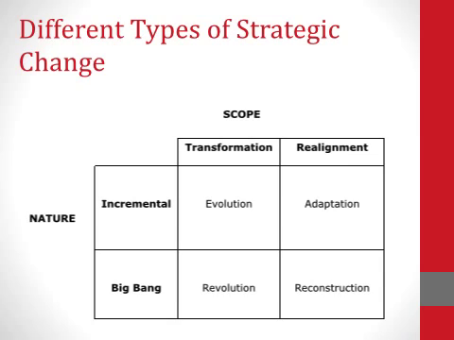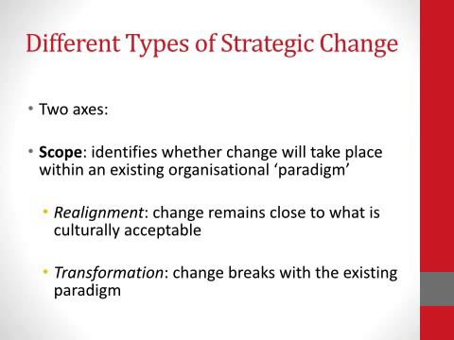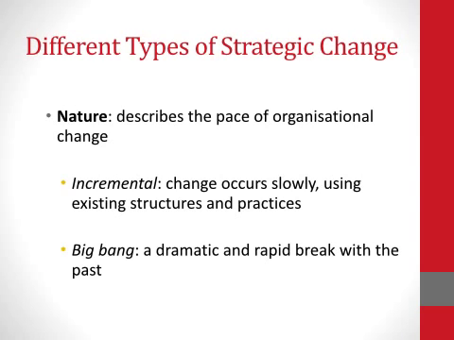Incremental, something that happens slowly. Big bang, rapid change. So the scope identifies where the change will take place within the existing organisational paradigm, as in the pattern of something, or typical examples of what happens in a workplace. Realignment, the change remains close to what is culturally acceptable, and transformation, change breaks with the existing paradigm. Very hard. Introduce a new culture and new processes in the organisation.